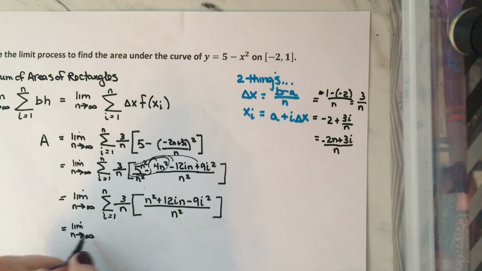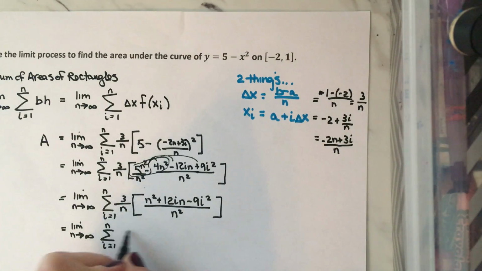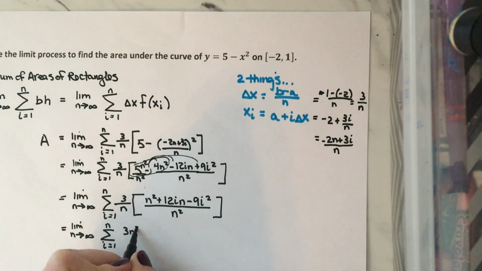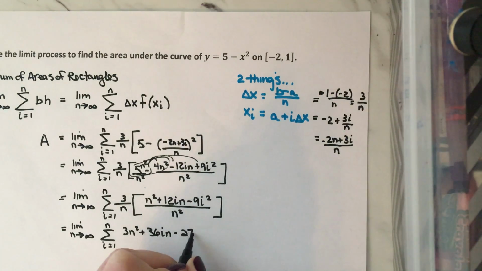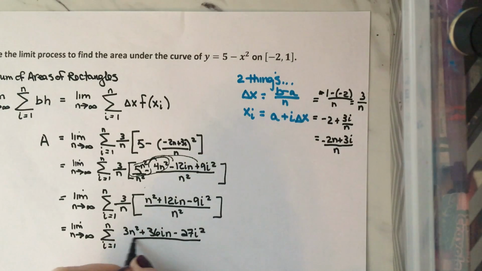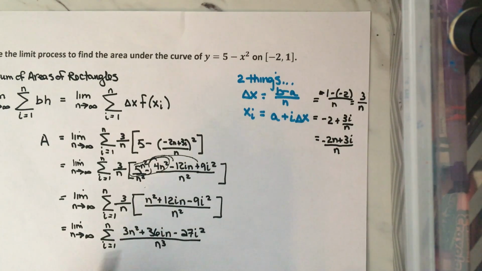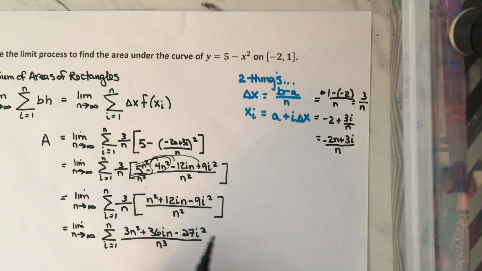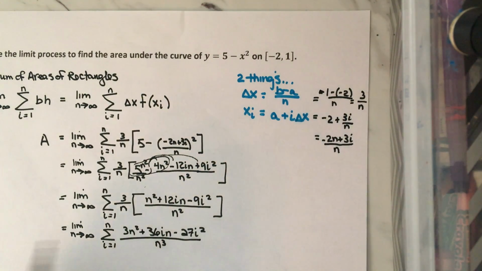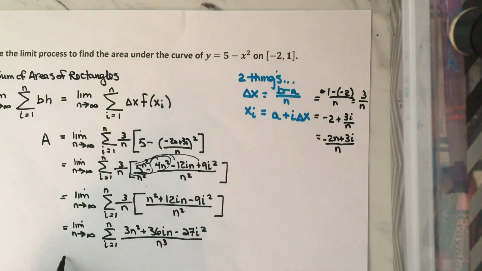This is just cleaning up. This is your basic PEMDAS rules. 3n squared plus 36in minus 27i squared. Remember, we are working with summations when we solve this way. This is not integrals. A lot of the same rules, but we don't need to have any dx or anything like that at the end here because it's a summation rather than an integral. And then I'm going to go ahead and reduce all of this.